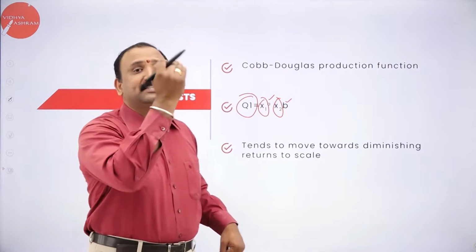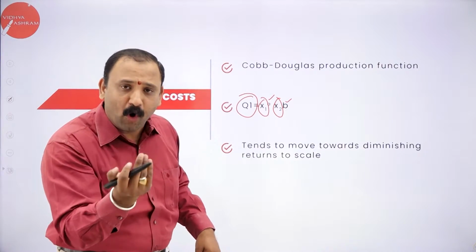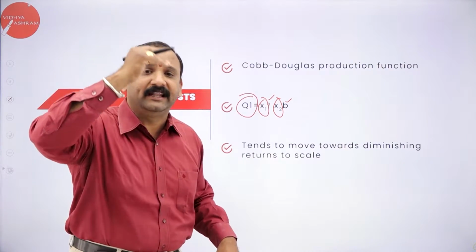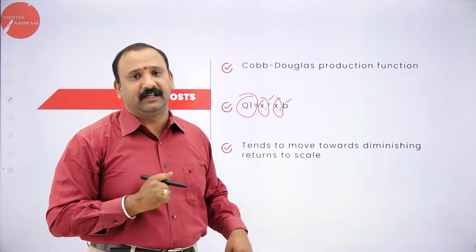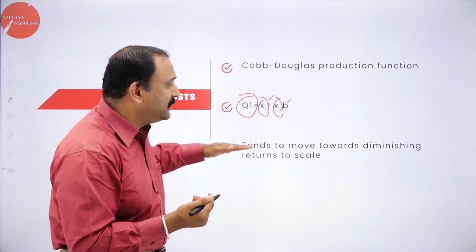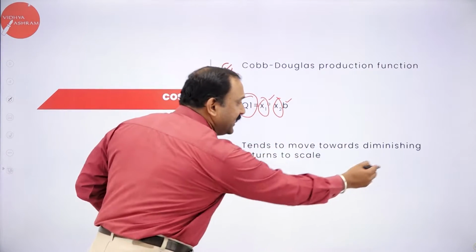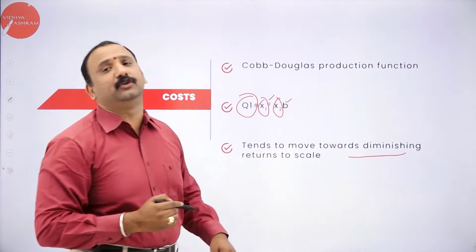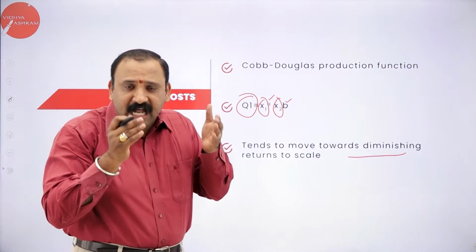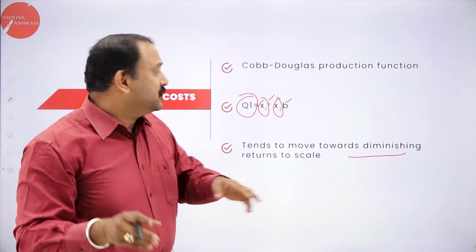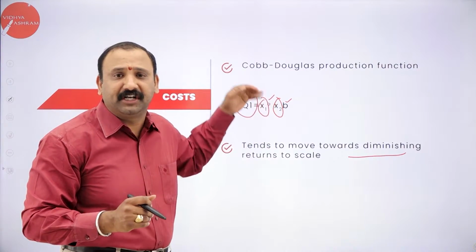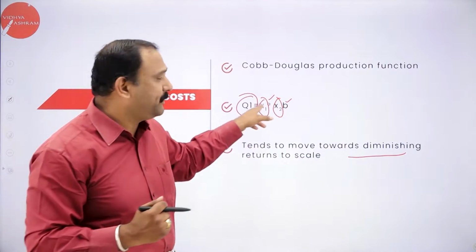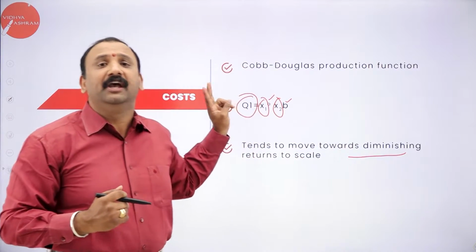So as discussed in the previous slide, the more and more you bring in the inputs, the more and more you employ the variable factors, automatically what happens? It tends to move towards the diminishing return to scale. So that means it will start moving towards the decline. So the same quantity Q1, at one fine juncture, it will start coming down. You will not be able to produce the same quantity Q1.